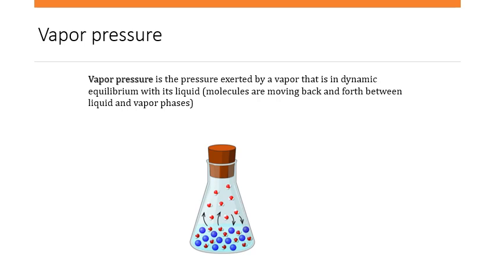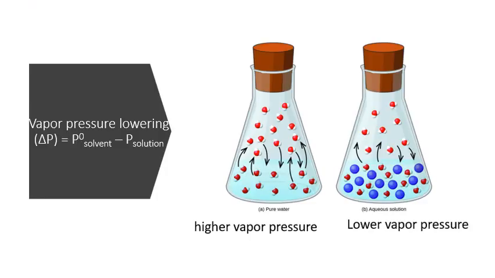So what is vapor pressure lowering? Vapor pressure lowering is nothing but the difference in the vapor pressure of the pure solvent and the solution. Here in the pure solvent, we can see more water molecules in the vapor phase, whereas in the solution, we can see less water vapor in the vapor phase. So that will create a difference in the vapor pressure between the pure solvent and the solution. What is that difference? That is what is called vapor pressure lowering.